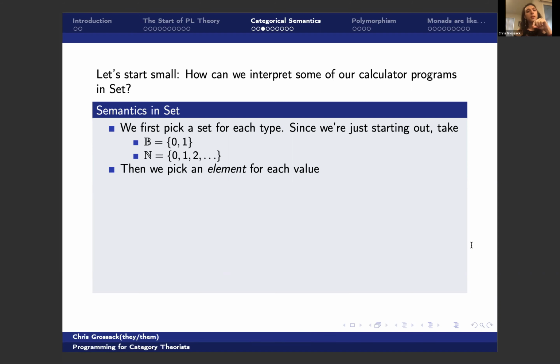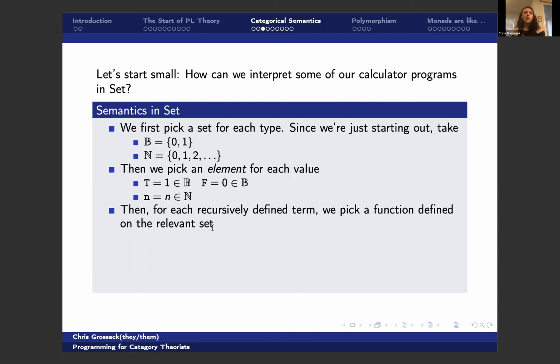Next, we pick an element for each value. So we again do the obvious thing because we're just starting out. You can come up with more exotic semantics later. We're going to say true is going to correspond to this element 1, and false is going to correspond to this element 0. And obviously, n is going to correspond to the relevant element n in the natural numbers. Now, for each recursively defined term, we pick a function on the relevant set.